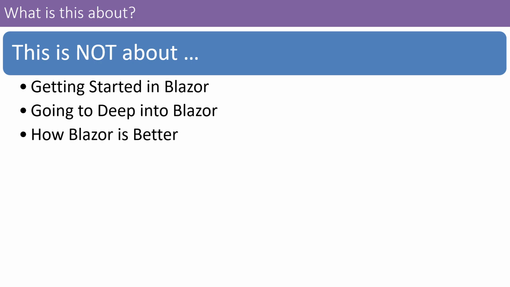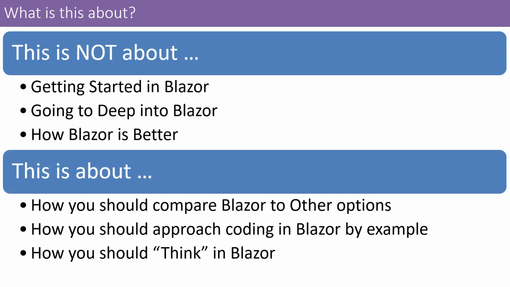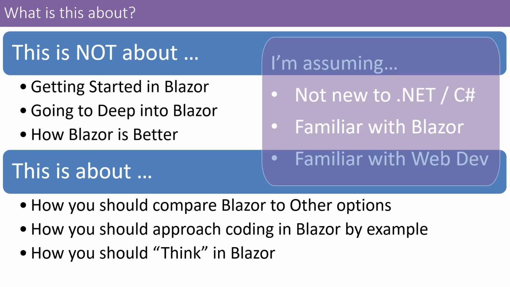And this is really not about saying that Blazor is better. You might be happy with your current tech stack and you're trying to just understand more where Blazor fits. I'm a little biased. I do think Blazor is better, but I'm not really trying to sell you on that. I'm really trying to clarify how to really think about Blazor. So yeah, what is this about? This is how you should compare Blazor to other options and how you should approach your coding standard within Blazor by looking at real world examples, most of which I provide, and overall how you think in Blazor.